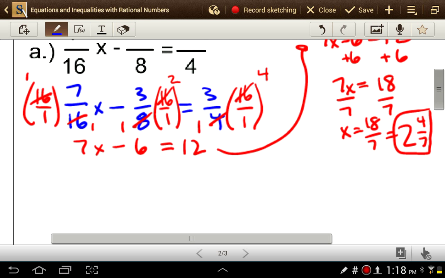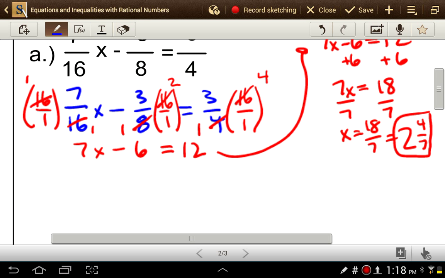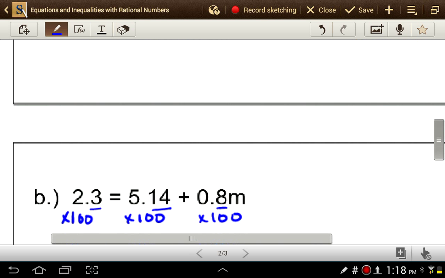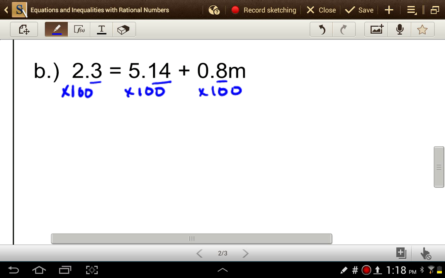Okay, because you're not getting rid of anything. So if you only multiply it on one side, you have to do each term on that side. Okay? So here I'm going to do that. I have to multiply each term by that. Now I can do the math.